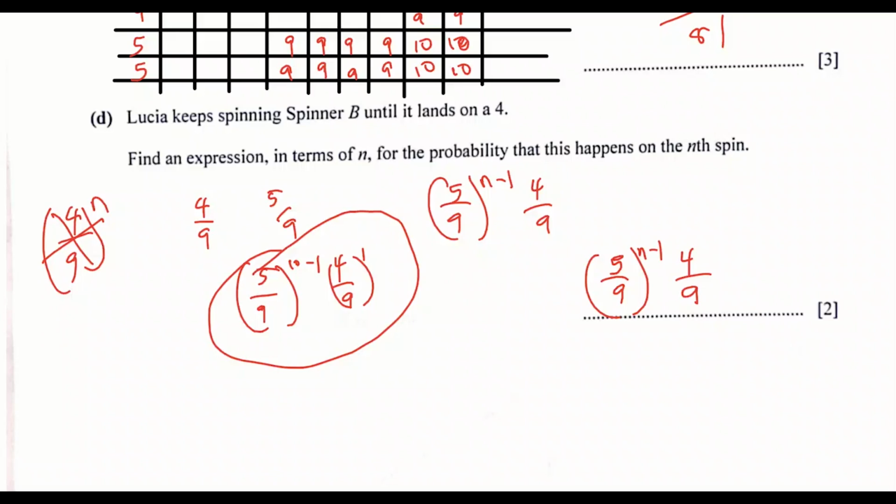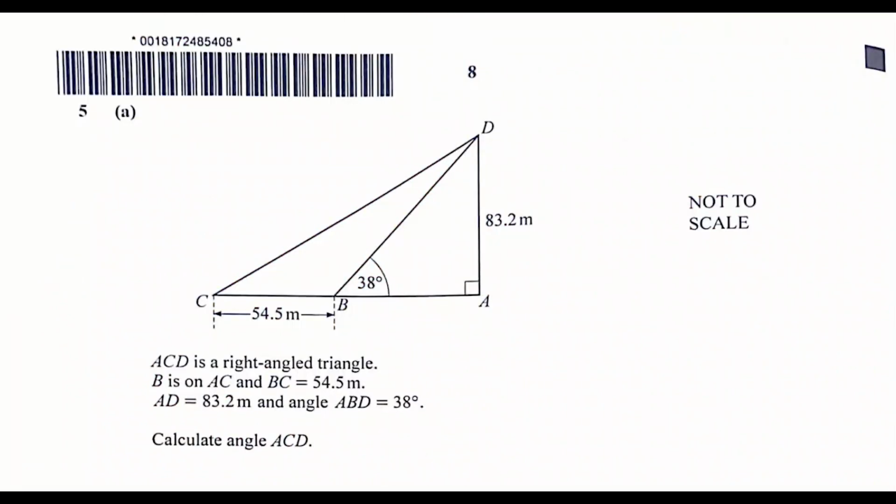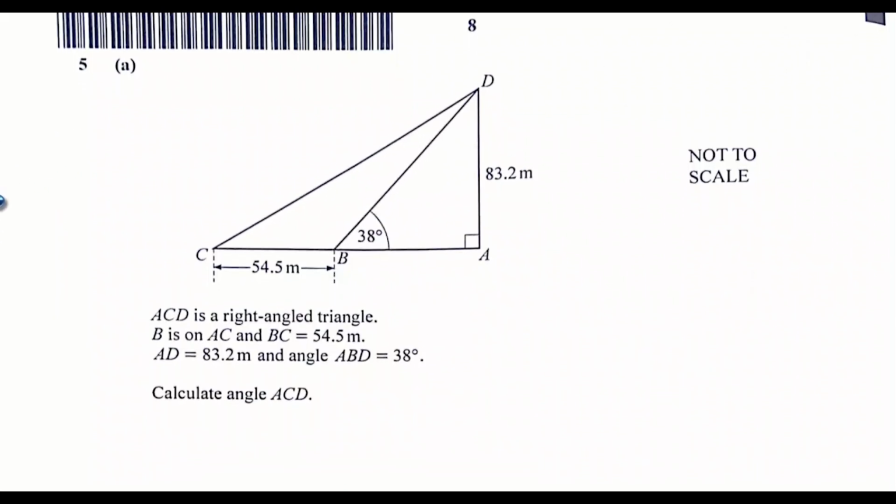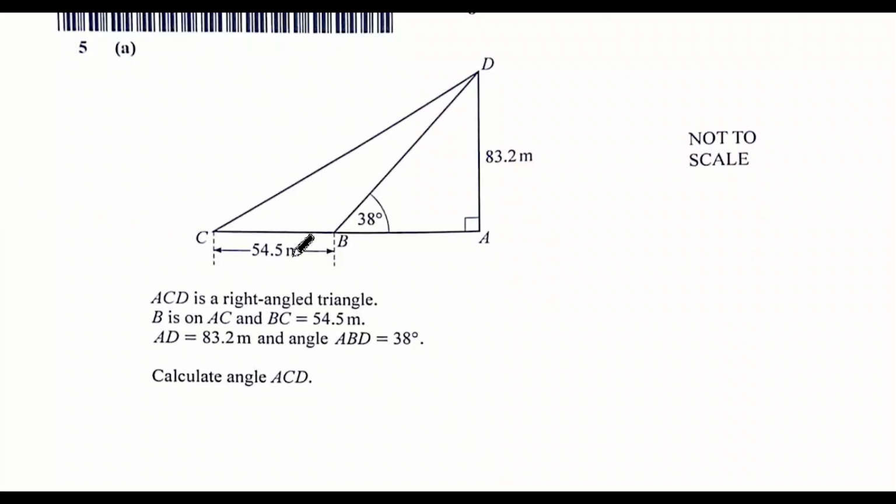Now let's go to the next question, question 5a. ACD is a right-angled triangle. B is on AC and BC is equal to 54.5 meters. AD is equal to 83.2 meters and angle ABD is equal to 38 degrees. Calculate angle ACD. So we can mark angle ACD as X.